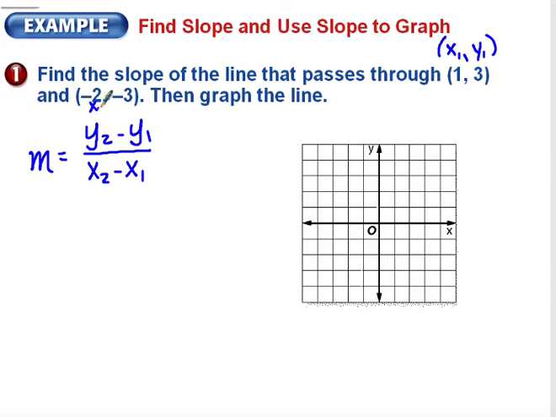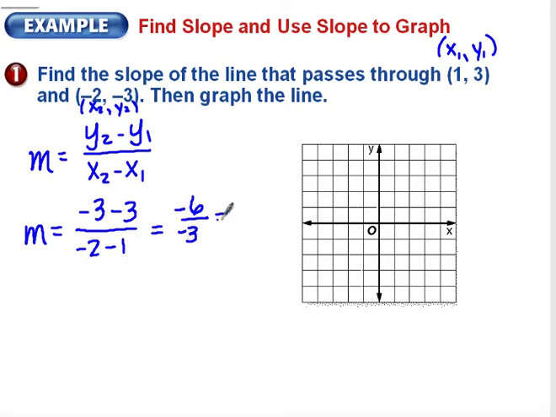Again, it doesn't matter as long as you start with the same points on the top that you do on the bottom. So if I start with my y sub 2, I'm going to have -3 minus 3 on top, and then I'll have -2 minus 1 in my denominator. When I simplify that math, that gives me -6 over -3, or this line should have a slope of 2.